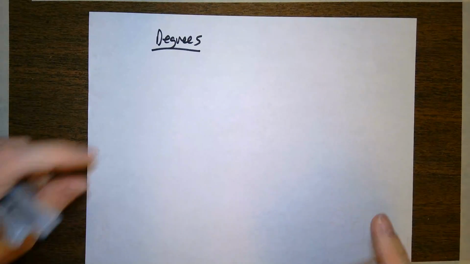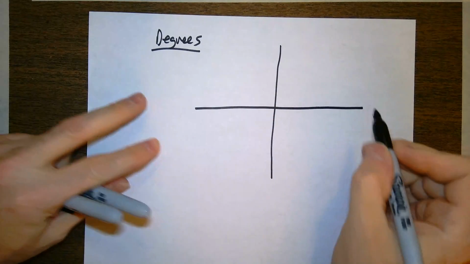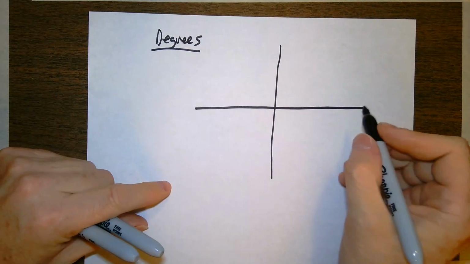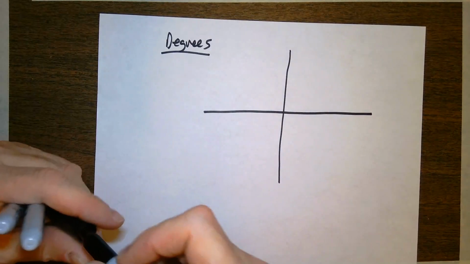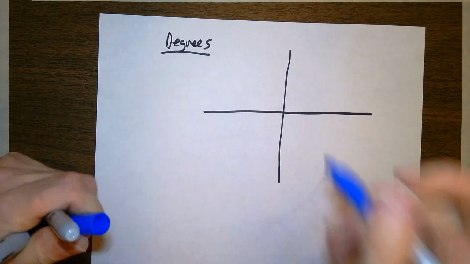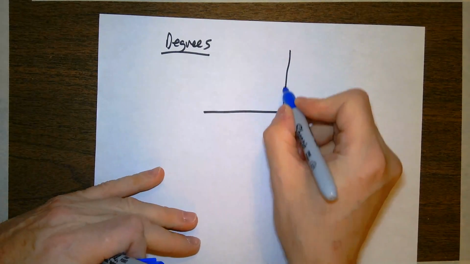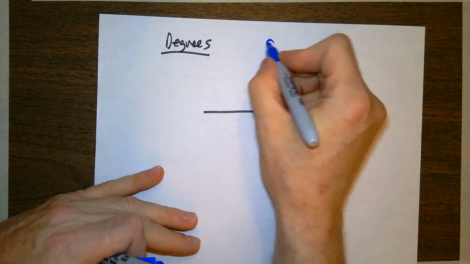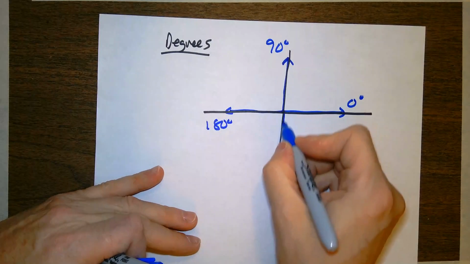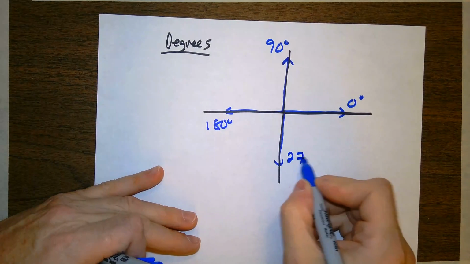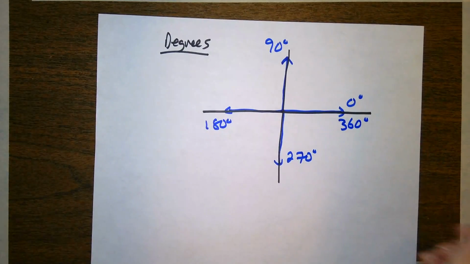Now, when we talk about measuring angles in degrees, I'm going to draw a nice big circle here, and I'm going to look at going around the angle, looking at positive angles in standard position. This angle right here would be 0 degrees, this angle right here would be 90 degrees, this angle right here would be 180 degrees, and this angle would be 270 degrees, and all the way around would be 360 degrees.